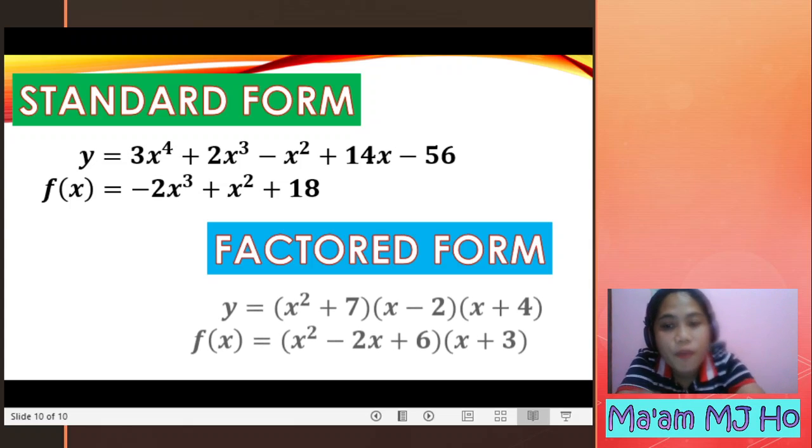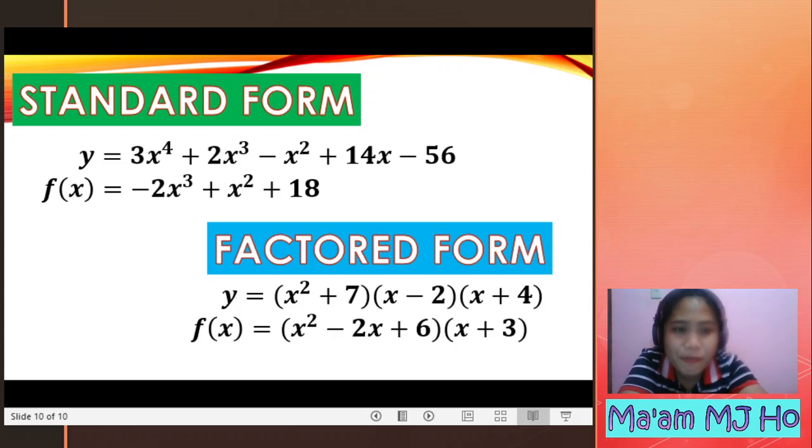And then for factored form, from the word itself, factored form. So, kita natin agad yung mga factors ng ating polynomial function. So, for our first example, we have y equals the quantity x squared plus 7 times the quantity x minus 2 times the quantity x plus 4. And second example ay f of x is equal to the quantity x squared minus 2x plus 6 times x plus 3. So, before we end up our discussion, let's have first a generalization of what we discussed today.